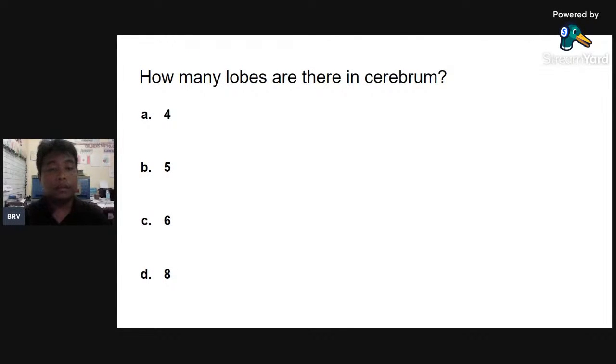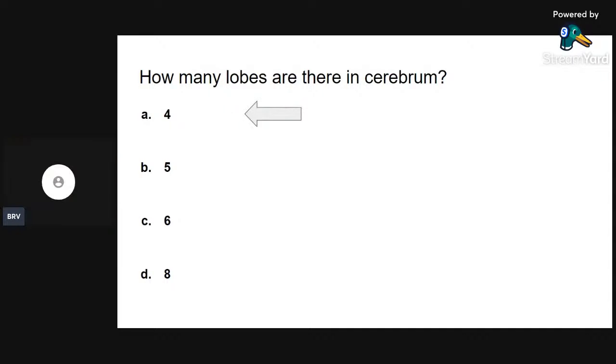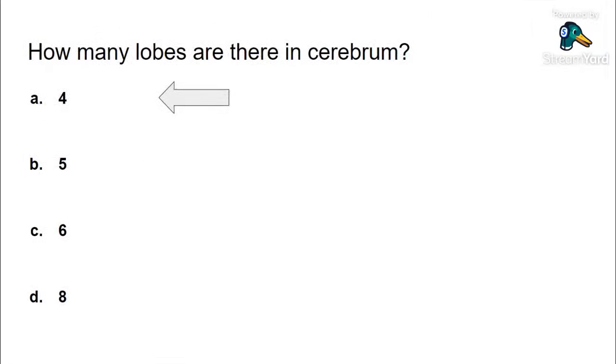Okay, the last question: how many lobes are there in the cerebrum? There are four lobes in our cerebrum. Kindly comment what the four lobes in our cerebrum are.